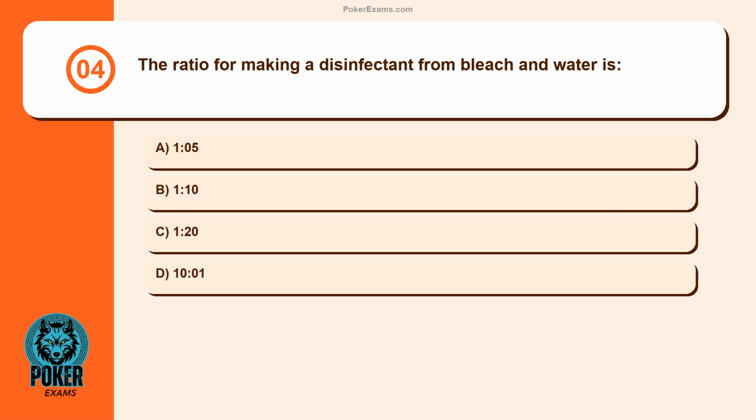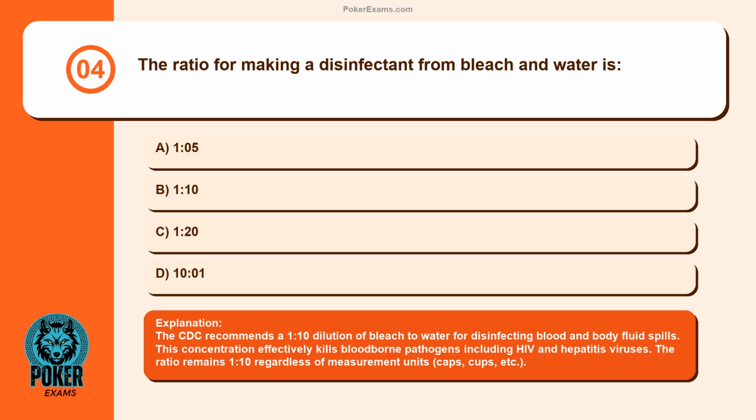Question 4. The ratio for making a disinfectant from bleach and water is 1:5, 1:10, 1:20, 1:100. The CDC recommends a 1:10 dilution of bleach to water for disinfecting blood and body fluid spills. This concentration effectively kills bloodborne pathogens including HIV and hepatitis viruses. The ratio remains 1:10 regardless of measurement units, caps, cups, etc.